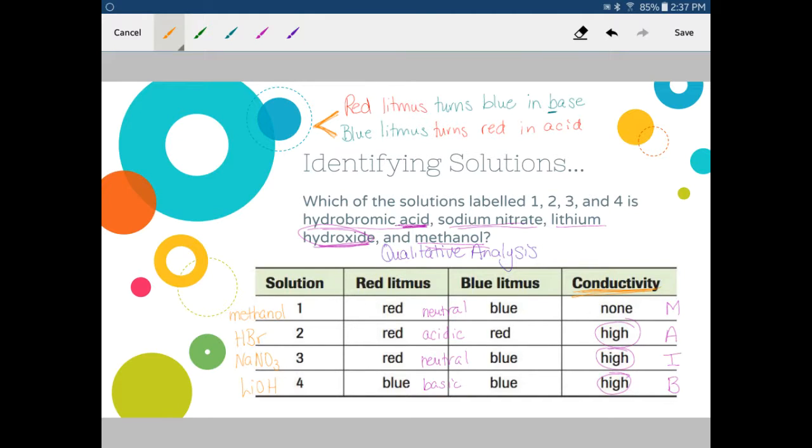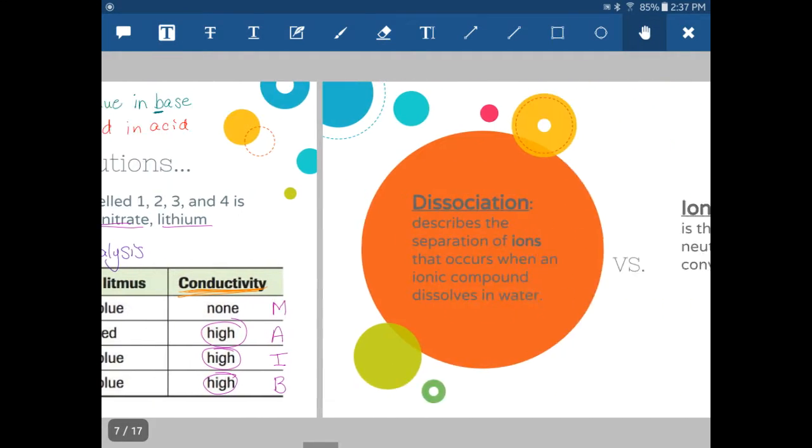So we can do this qualitative analysis to determine a variety of substances if we're unsure. And these are called diagnostic tests, by doing litmus paper or a conductivity test. Those are diagnostic tests that we can use in the lab.